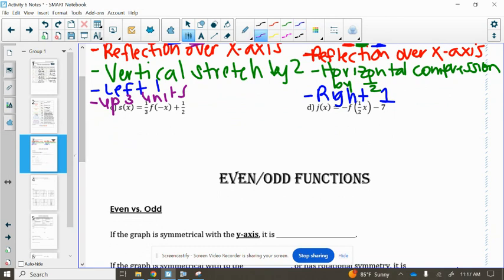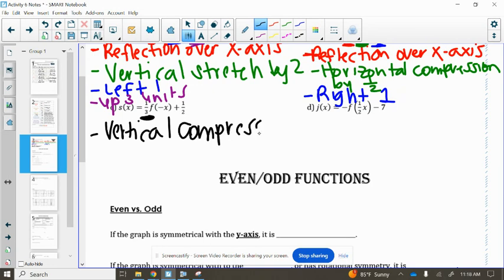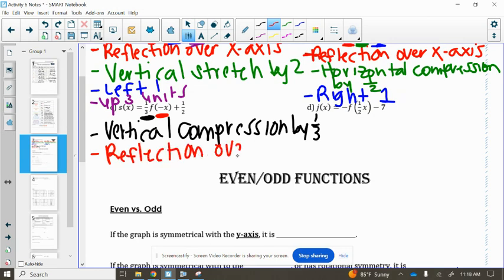Down below in our next examples, we see a couple more. This one has a 1/3 out front. So this is our vertical, this time compression, because it is less than 1. And again, it's happening by a third. This time our negative is not on the outside. So it's a reflection, but it's changing our x values for a reflection over our y-axis. And then we have this +1/2. That's going to shift our graph up half a unit.